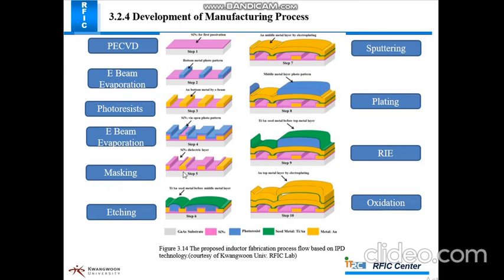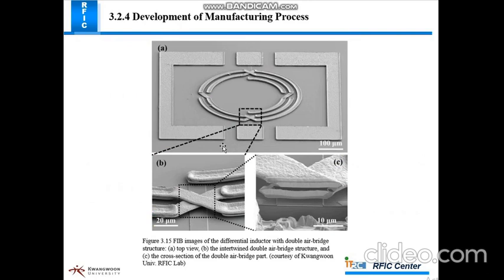So this is the development of the manufacturing process, and you can see the actual image of the differential inductor with double air bridge structure. Here the first one is the top view, the second one is the double air bridge structure, and C is the cross section view of the double air bridge part.